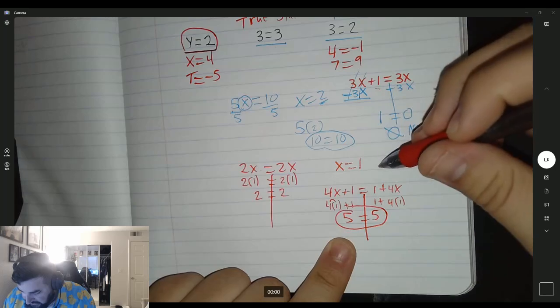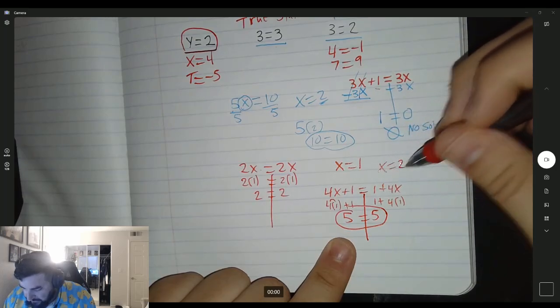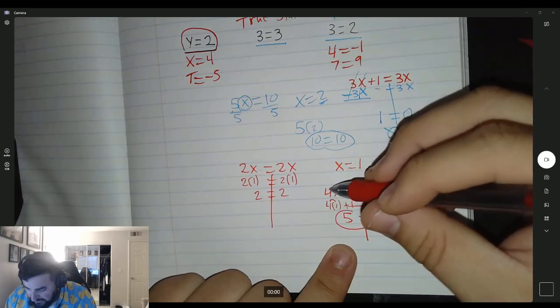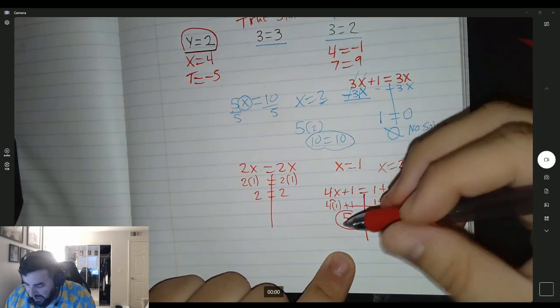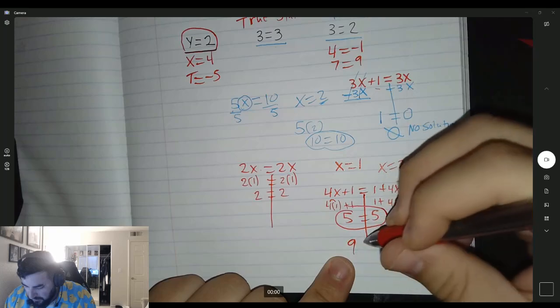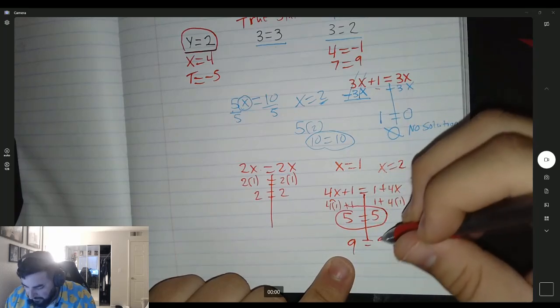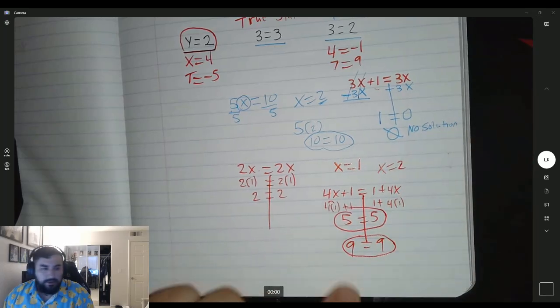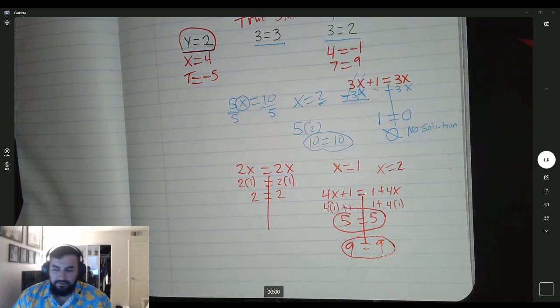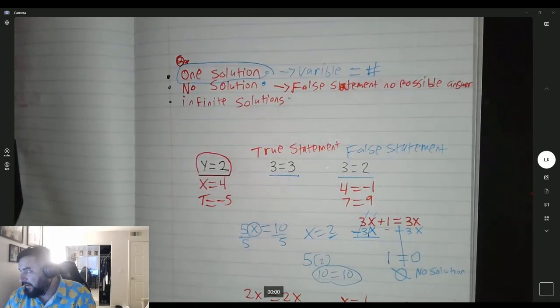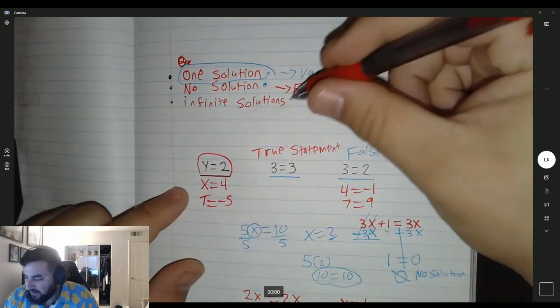What if we said x was equal to 2? It doesn't matter, because if you plug in 2, 4 times 2 would be 8 plus 1 is 9. And 1 plus 4 times 2, which is 8, would also be 9. So you get 9 equals 9. You guys see, no matter what numbers you plug in, it would always be the right answer. So it's an infinite amount of correct answers. So that's going to be our rule we write. Oh, that got smudged. We're going to write that rule right up here.